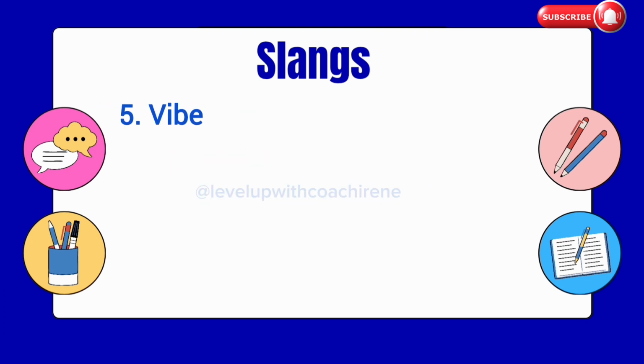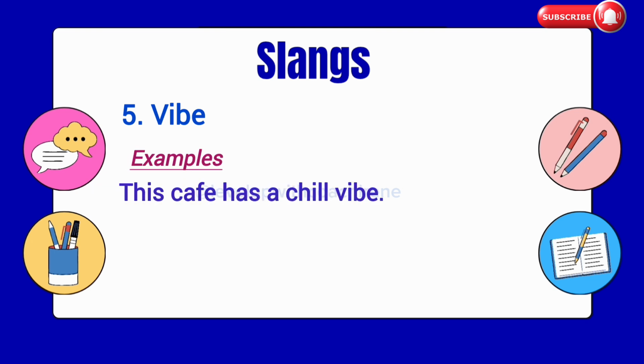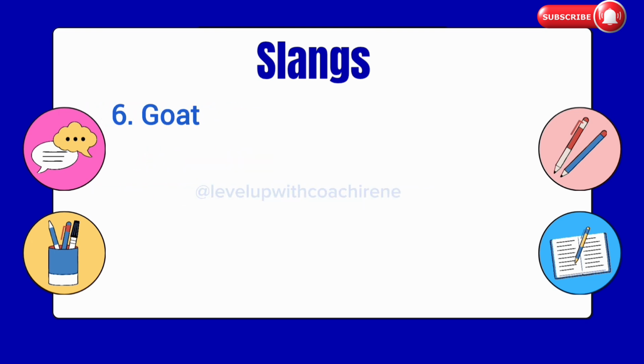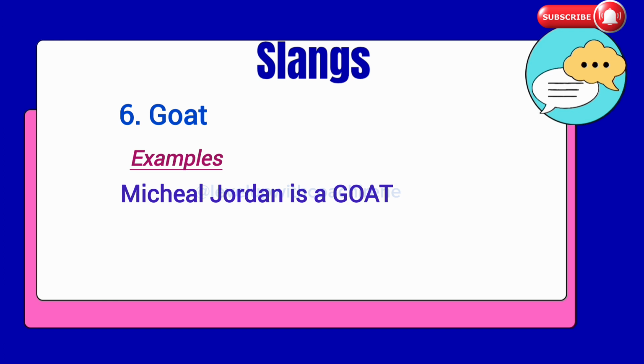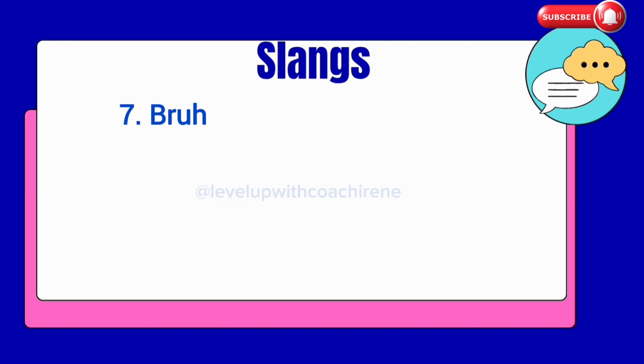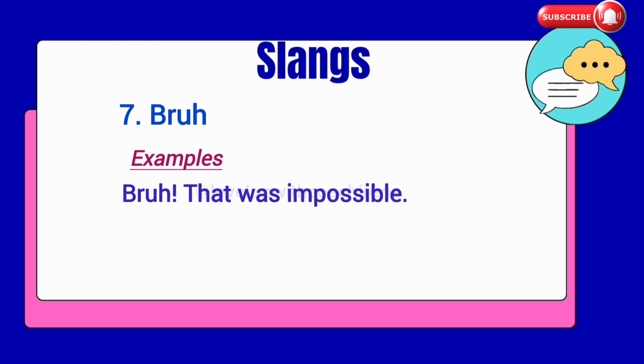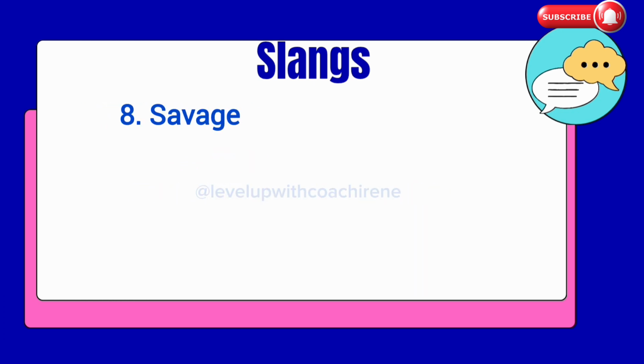Number 5, vibe, meaning mood or feeling. For example, this cafe has a chill vibe. Number 6, GOAT, meaning greatest of all time. For example, Michael Jordan is a GOAT. Bruh, meaning expression of disbelief. For example, bruh, that was impossible.